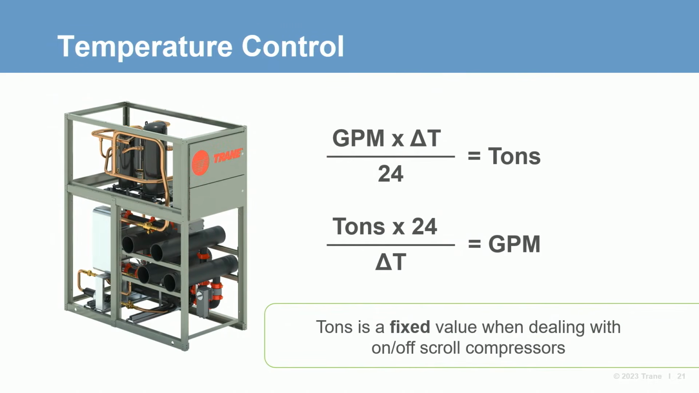There is another important component of temperature control that we haven't talked about yet: flow. The standard flow calculation equation you've seen before is shown at the top of the slide, with the bottom format solving for GPM instead of tons. Tons multiplied by 24 divided by delta T equals GPM.